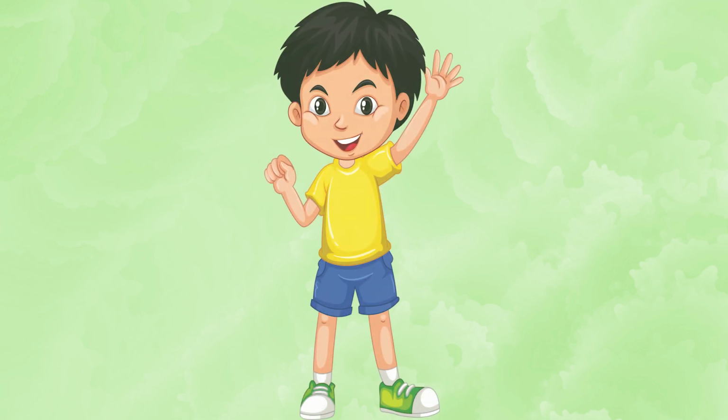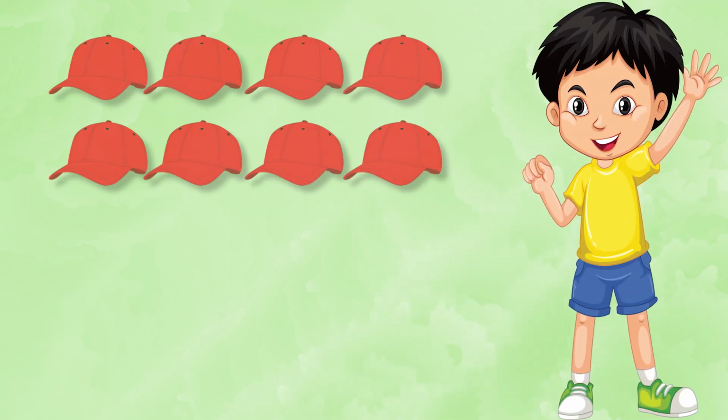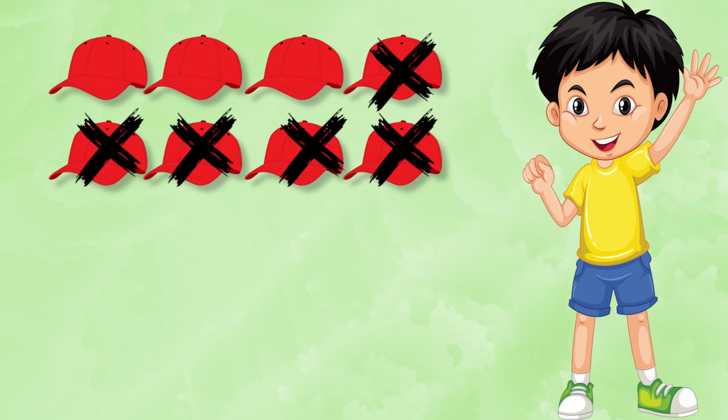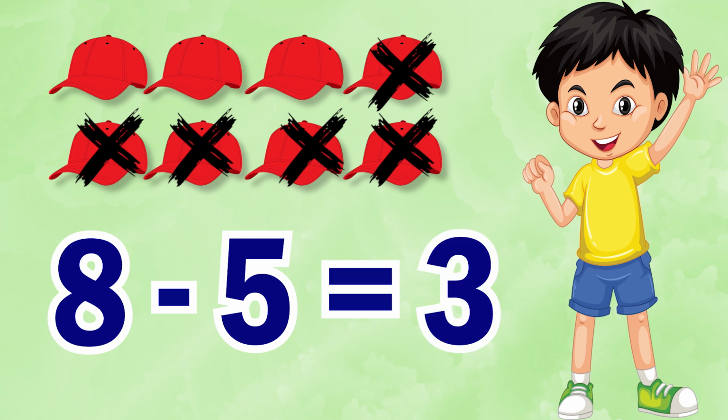This is Jack. Say hello to Jack. Jack has 8 caps. He just gave away 5 of them. 8 minus 5 equals 3. That's subtraction.